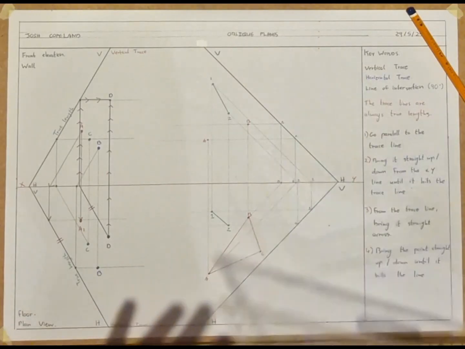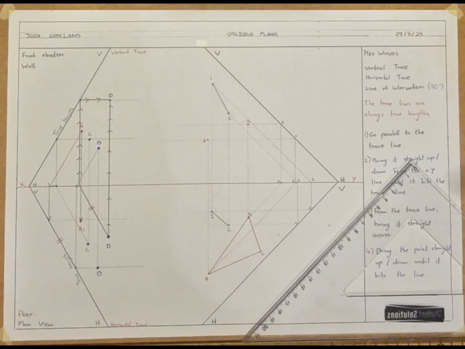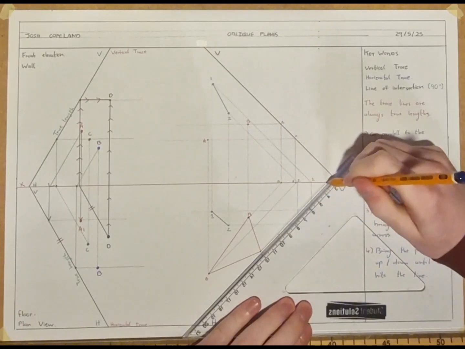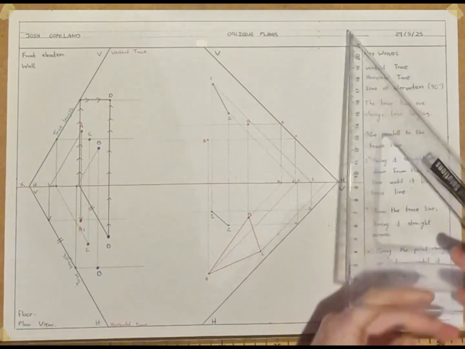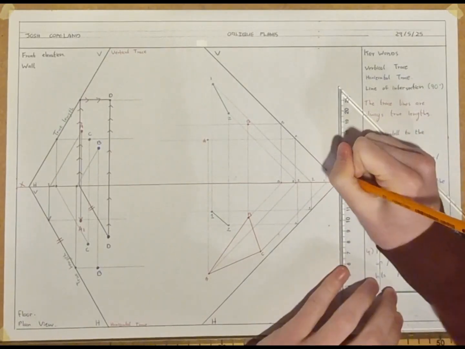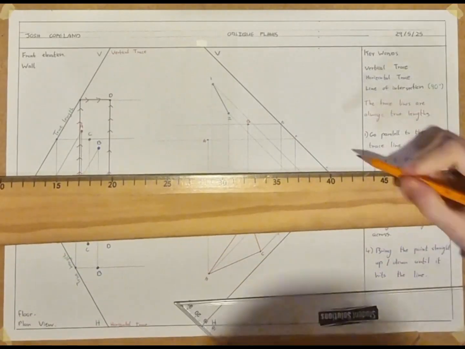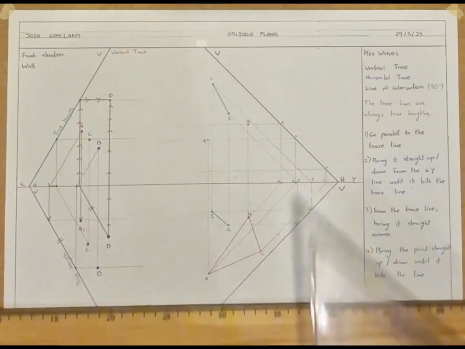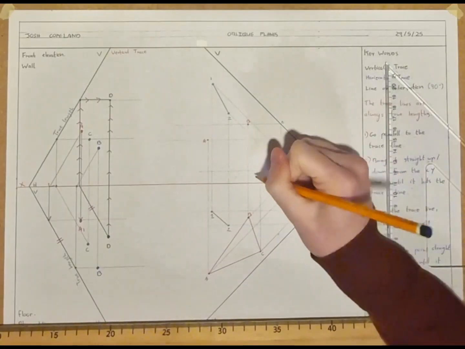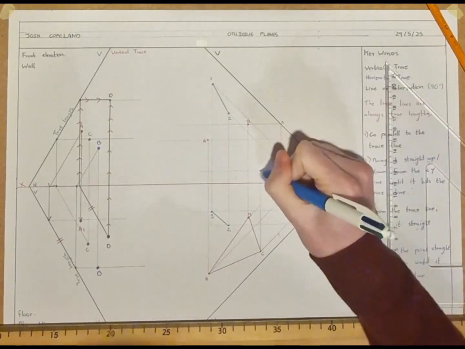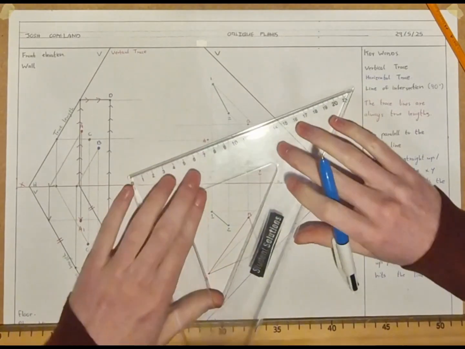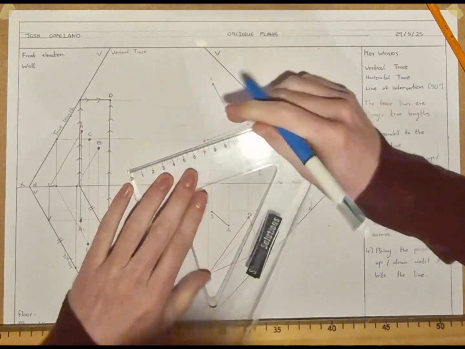Now, one final time. Set square up to the trace line, point C, parallel, then up and across. Then bring the point straight up, and we know there's point C. And there are all of our points needed to recreate our triangle.